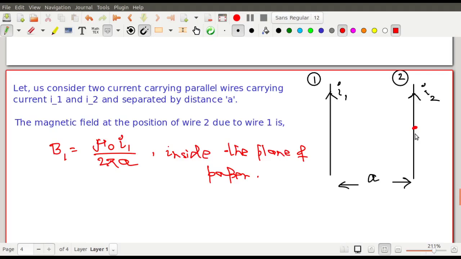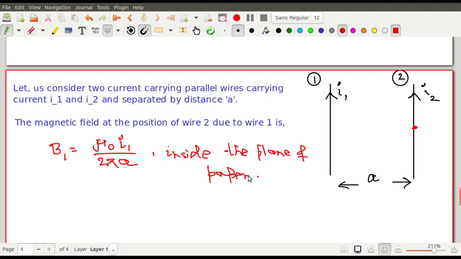And the thumb gives you the direction of the magnetic field. In which direction is it? It is inside the screen. The thumb is inside the plane of the paper. That is what we want to say over here. That is why I have written inside the plane of paper.